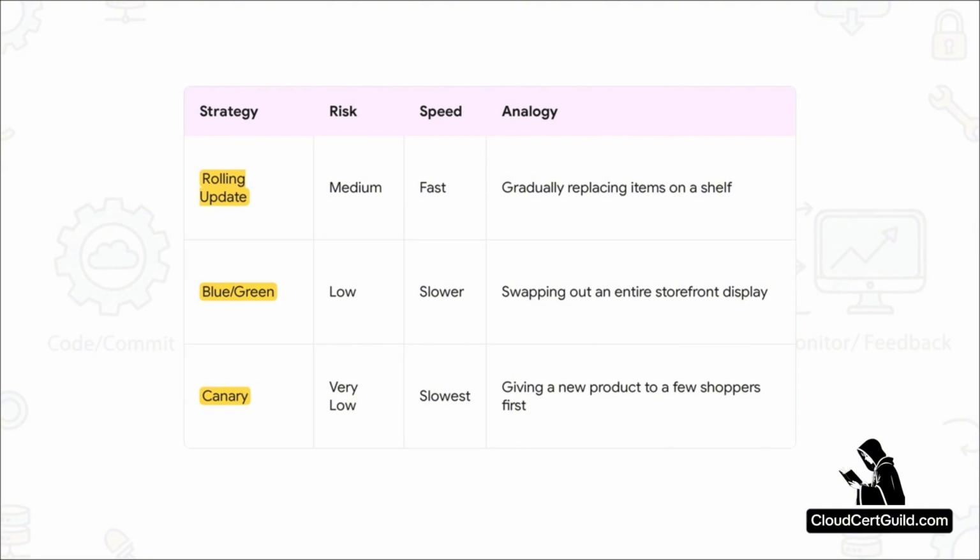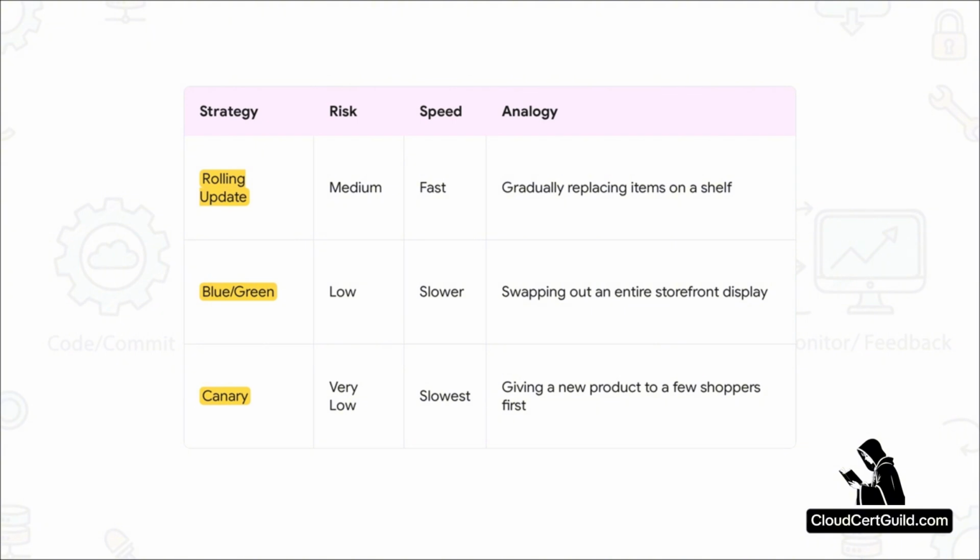Then there's blue/green deployment. This is much lower risk. You build a completely new identical environment, that's the green one, and once you know it's perfect, you just flip a switch and all the traffic goes from the old blue one to the new one. It's like swapping out an entire storefront display all at once.